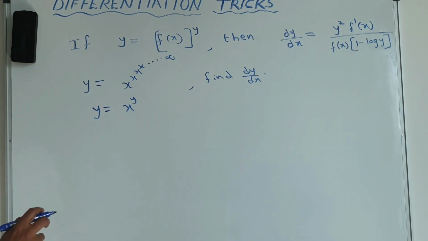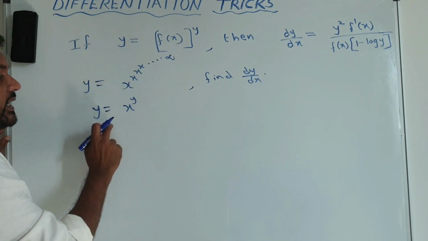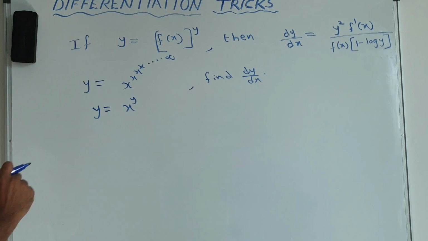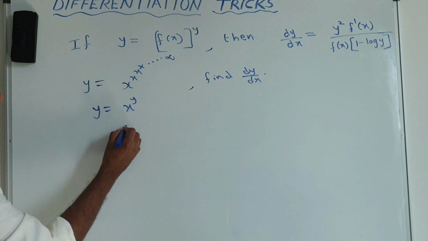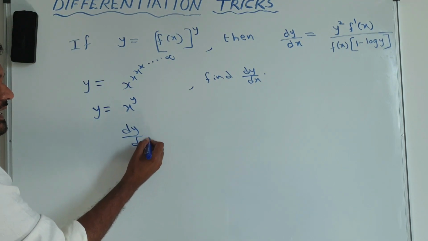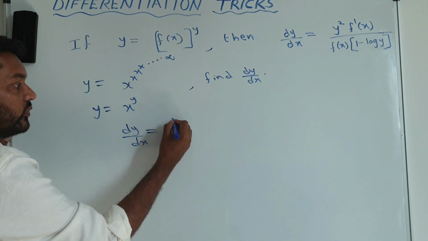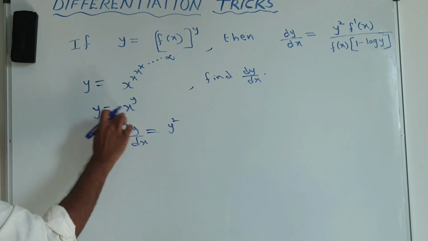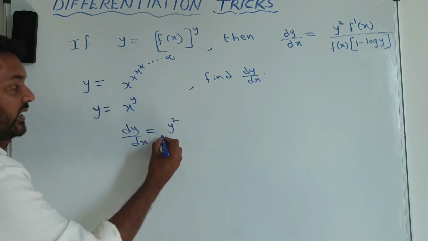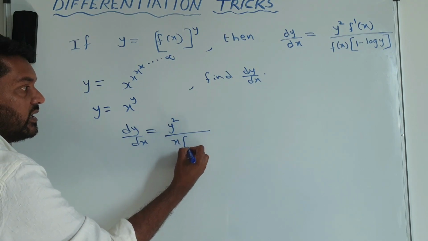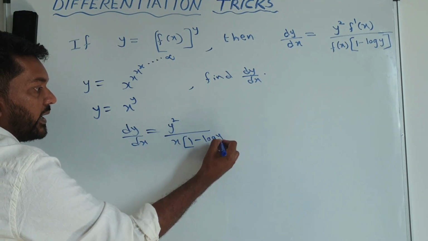Now how to apply this shortcut in this problem? Look at this, y equal to f of x to the power y. So f of x is x. So I can directly write dy by dx equals, using this formula, y square into f dash x. Your f of x is x. What is the derivative of x? 1. Divided by f of x into (1 minus log y), where f of x is x.